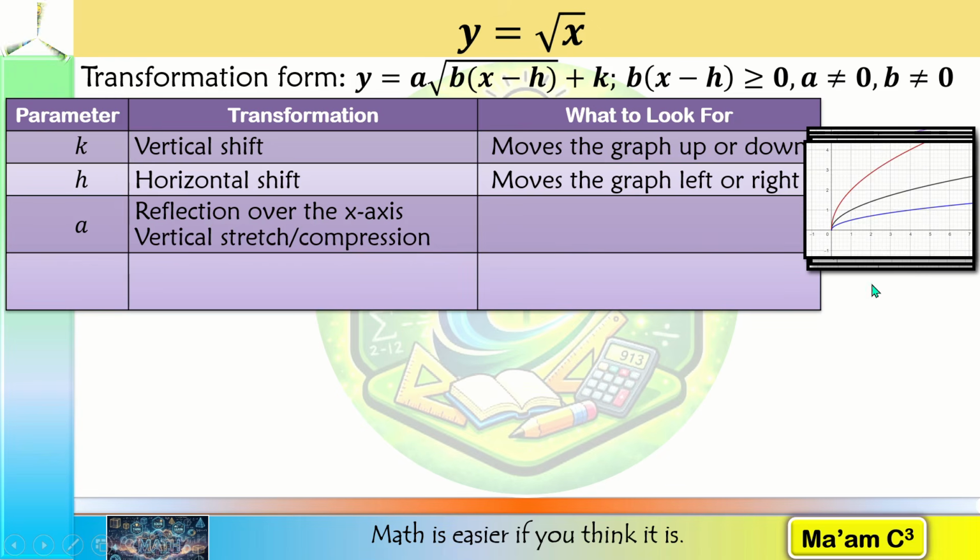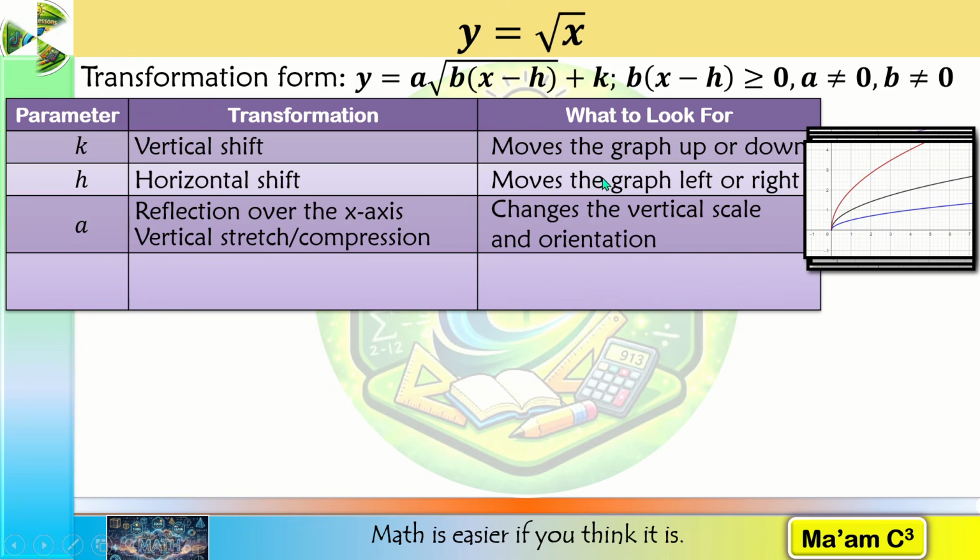Let's recall our graphs. The mother function is the black one, and when I put positive 2 here in front, it becomes y equals 2 times the square root of x. It produces the red graph. So what happened there? There was a vertical stretch. The mother function is now steeper. But when I put 1/2 in front of the square root of x, it produces the blue graph and the original graph becomes flatter. There was a vertical compression. So once again, a changes the vertical scale and orientation.